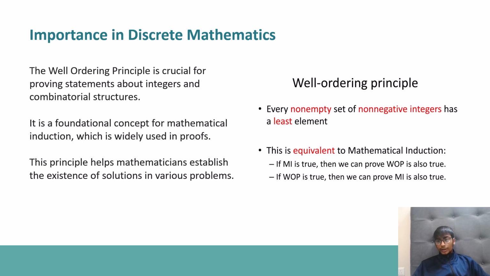Every non-empty set of non-negative integers has a least element. This is equivalent to mathematical induction. If MI is true, then we can prove WOP is true. If WOP is true, then we can prove MI is true.